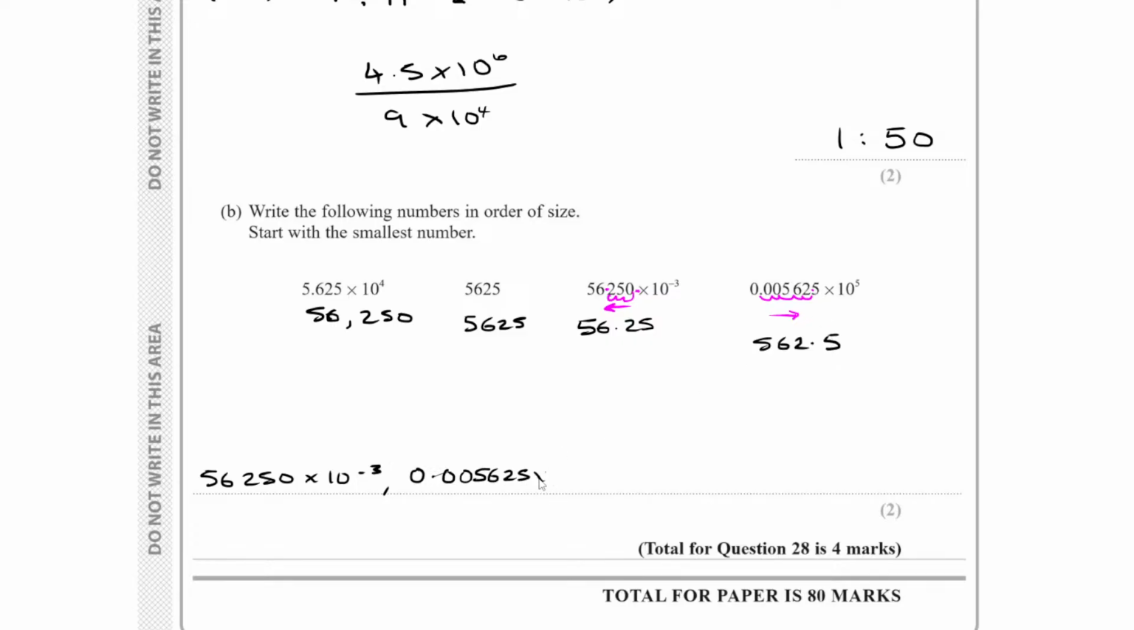0.005625 times 10 to the 5. Then I had the 5,000, which was just as it was, wasn't it? 5,000. And then I had the 56,000, which is the 5.625 times 10 to the 4. So that's in order. And then that was the last question, actually. Yeah, that was it. Now it was 2 marks, so just in case you're wondering, let's see how they spread out the marks.